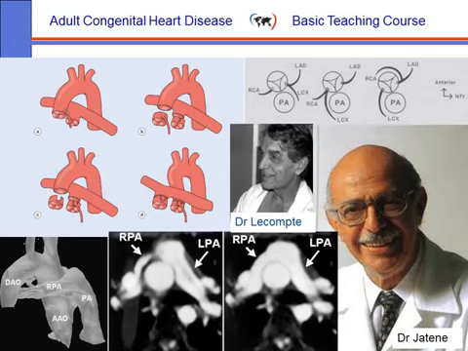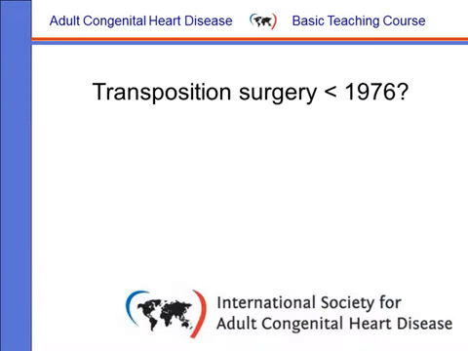Left upper side you see how the transposed great arteries are put back in a normal position. Right upper you see a schematic drawing of the coronary arteries, very important for the surgeon during the procedure. And left lower you see the pulmonary arteries after the Lecompte maneuver, with the bifurcation anterior to the ascending aorta. That was only done after 1976, in most centers in the world from the beginning of the 1990s.